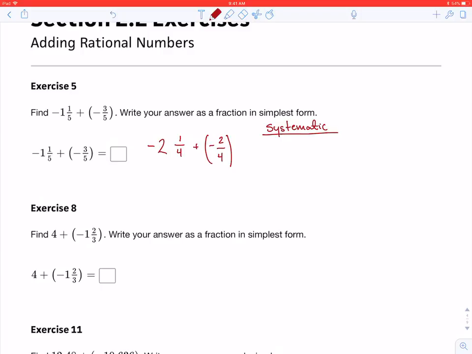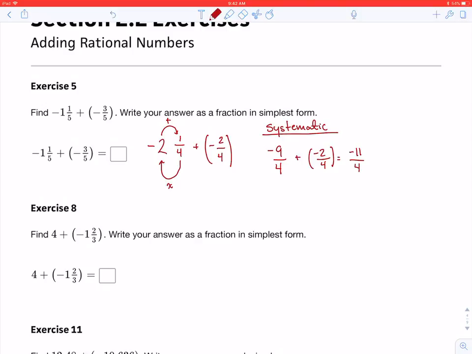So let's turn that mixed number into an improper fraction by taking the denominator, multiplying it by the whole number, and then adding it to the numerator. So that's 4 times 2 plus 1, which gives me -9/4. And then plus -2/4. No need to make any change in the denominators because they already have the same denominator. So we're just going to add straight across. We're going to do -9 plus -2, which is -11. And then 4 plus 4 is still 4, because this is -9/4 plus -2/4. So our answer is still going to be in fourths, or -11/4.